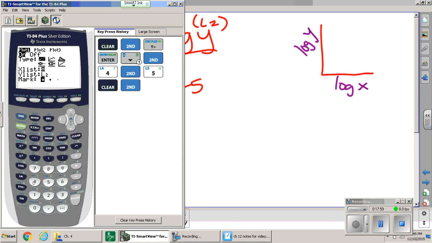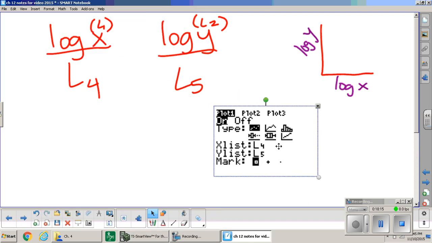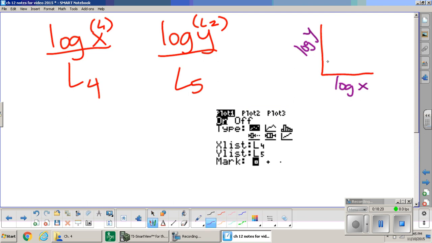L4 with L5. And now zoom 9, you'll see our data. Sorry, I did not type the data in before I started this video. So we'll just steal this screen right over here. And when you hit zoom 9, you're going to see the beautiful graph. And of course, as you suspected, it's going to be gorgeously linear. Because we already knew from doing the math, logging x and y gives us linear data from a power function. Okay. Now what?